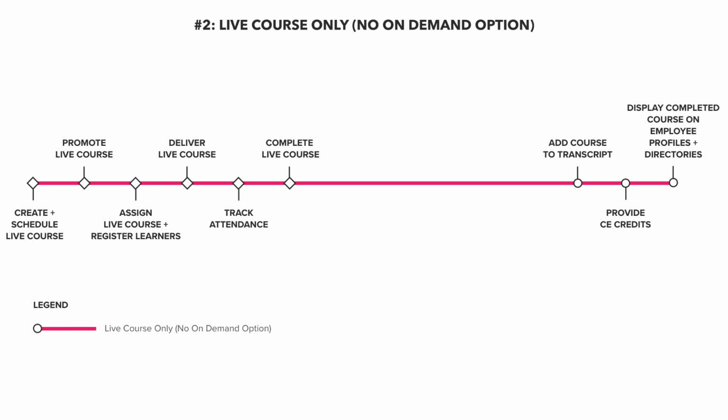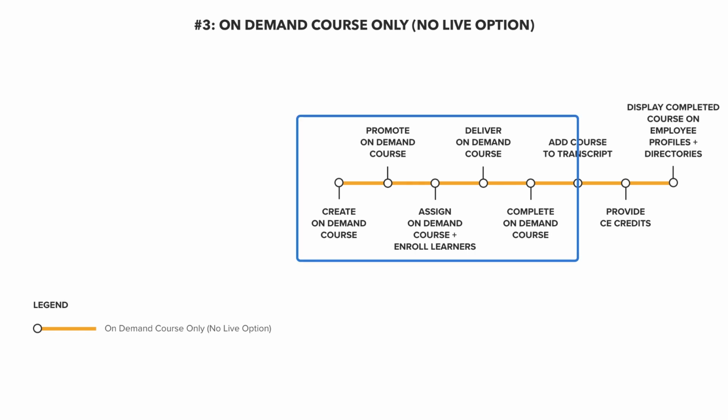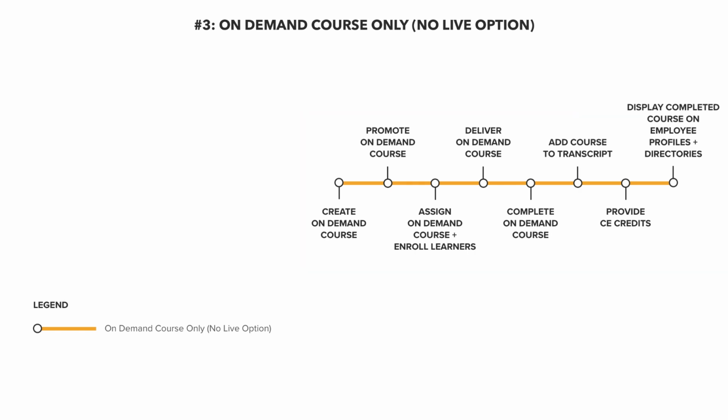The third workflow, on-demand course only with no live option, is basically the opposite of the last one. In this case, the course is only offered on demand, which is becoming more and more common, especially for technology or process-based training, or as a prerequisite for live training. And like workflows 1 and 2, you want to be able to add these courses to a learner's transcript, provide continuing education credits where appropriate, and display completed courses in employee profiles and directories.